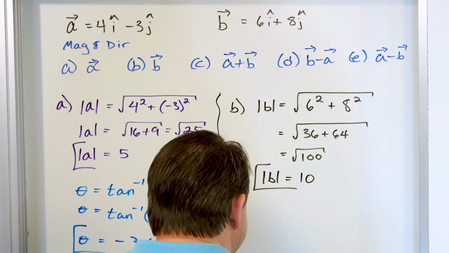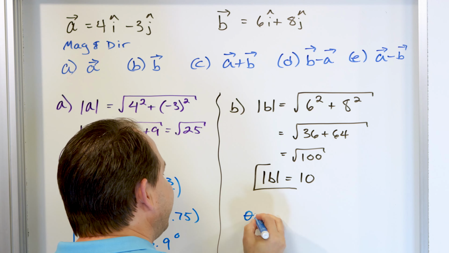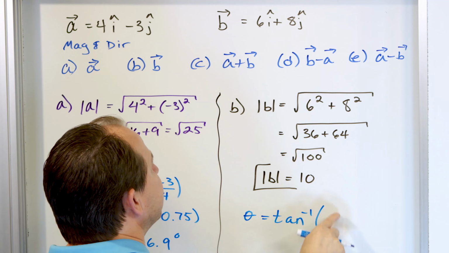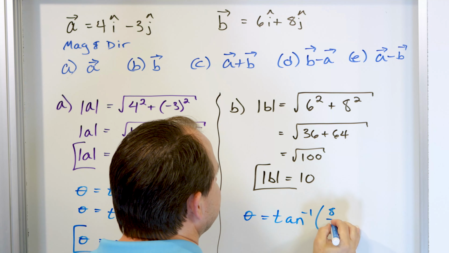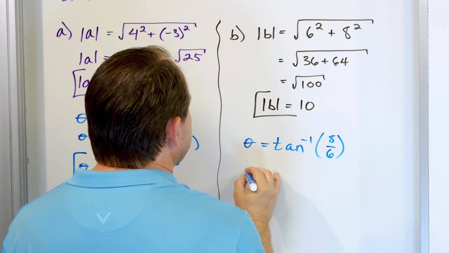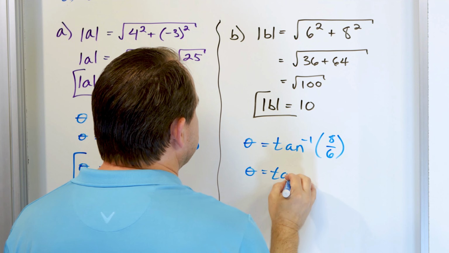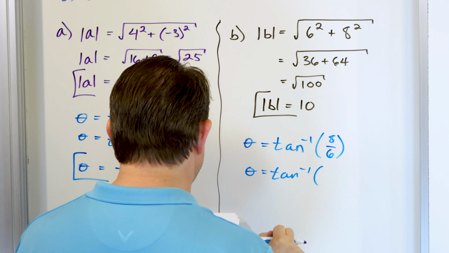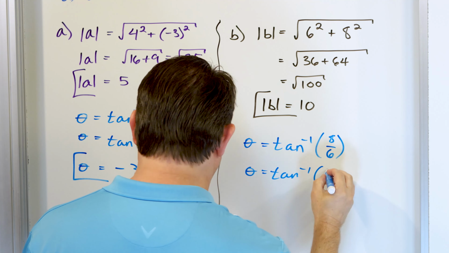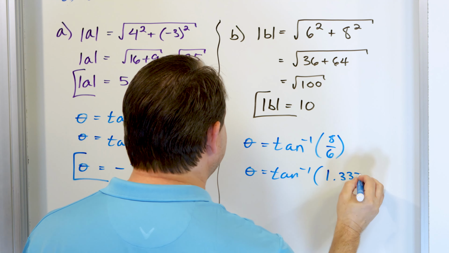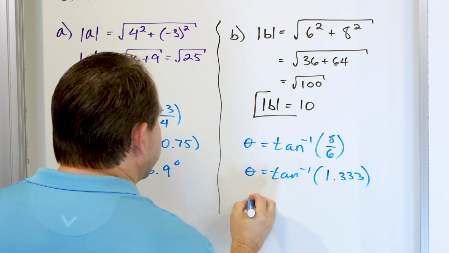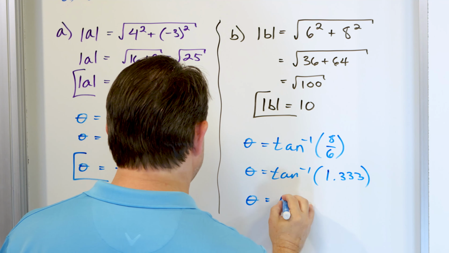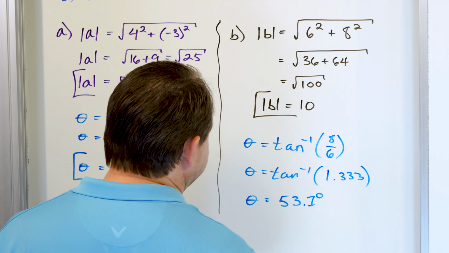Now, how do we find the angle? This is all going to become second nature. That's why we do it so much. It's the inverse tangent of the y component divided by the x component, so it's the inverse tangent of 8 over 6. 8 divided by 6 is 1.333 repeating. Take the inverse tangent and you get 53.1 degrees. Of course, I'm rounding.